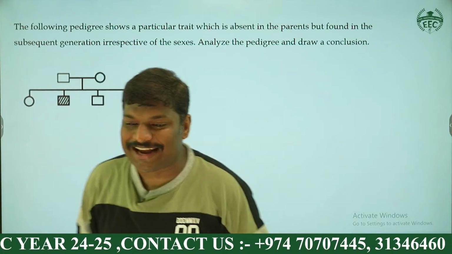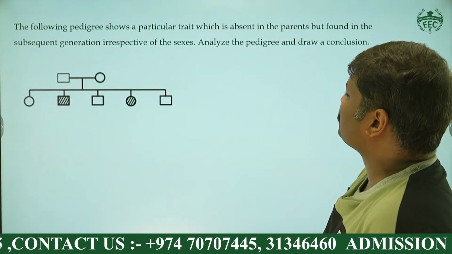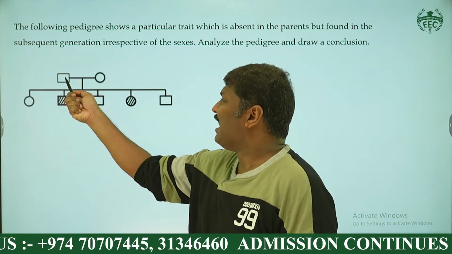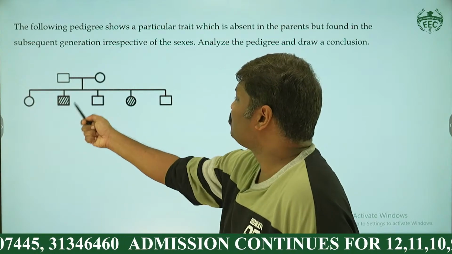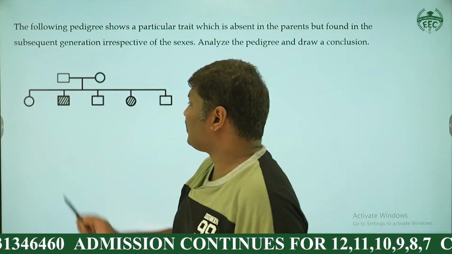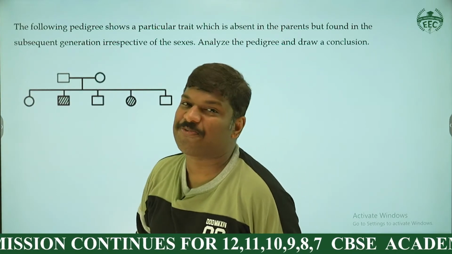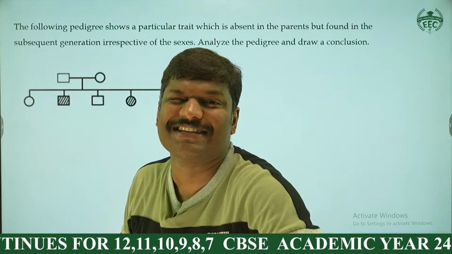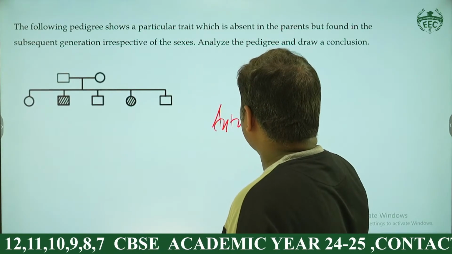Actually, there is something related with the pedigree analysis, my dear student. And here you can see the following pedigree shows a particular trait. Here you can see all the symbols you are very familiar with, male, female, and the parents are not having any genetic disorder, but they are having 1, 2, 3, 4, 5 children. You can see the second child is infected, and the fourth child is also infected. And here you can see, irrespective of the sex. So that's why it is not a sex-linked disease, it is autosomal. So first of all, we can identify it is autosomal, my dear students.